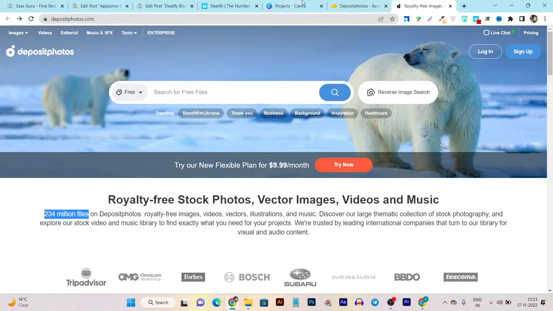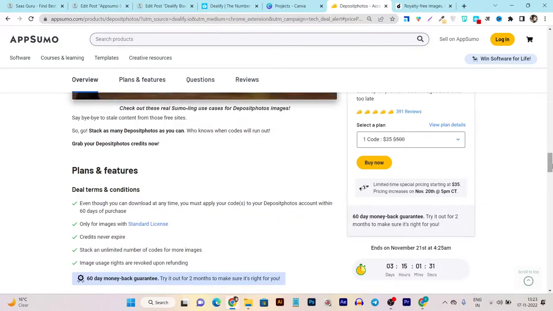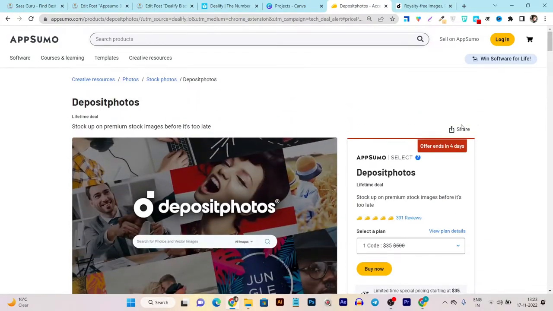See, that's why I really suggest you check out its lifetime deal, because it gives you access to all of its 234 million files. You can download and use them anywhere in your content. You are free because you have the lifetime license here.